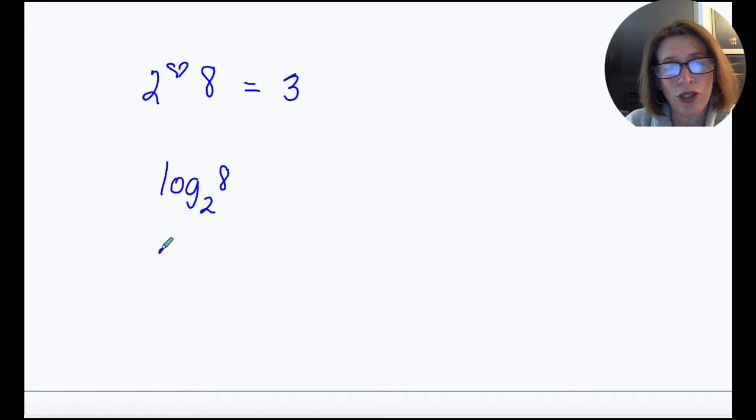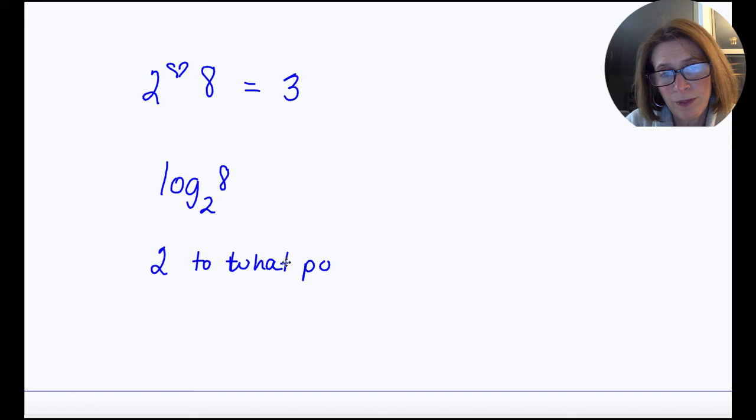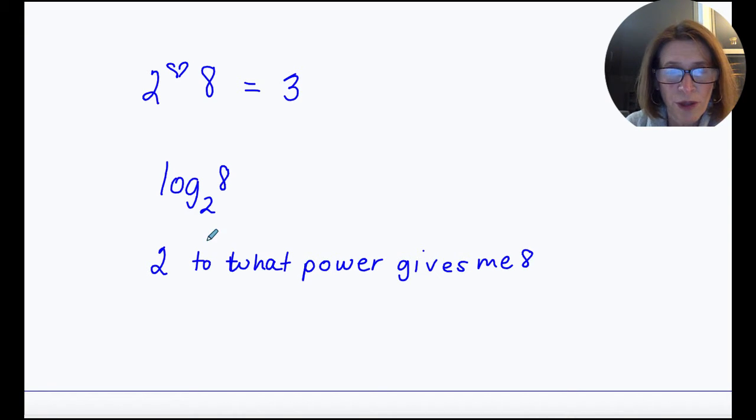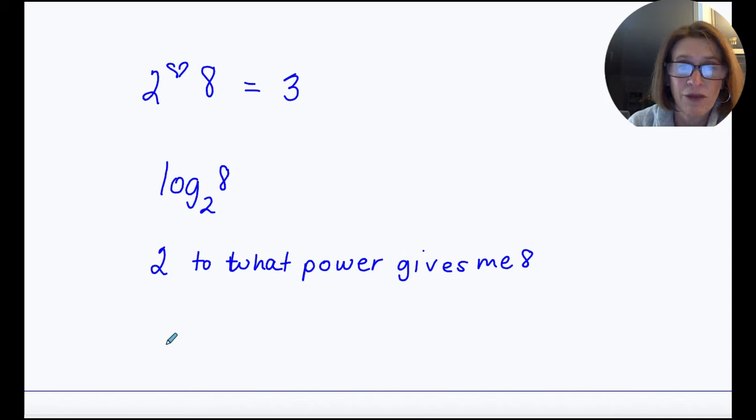Let me write that in words. 2 to what power gives me 8? Now I know it's confusing because it's a word, but it's actually a mathematical symbol, right? It is the inverse of an exponential function. So it's how we undo an exponent.